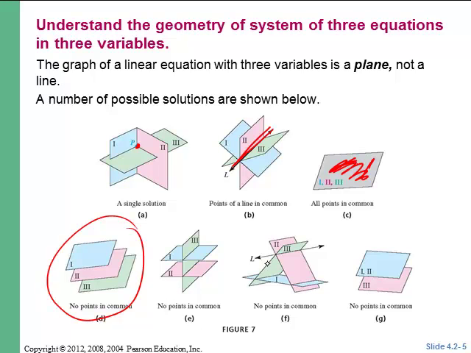Or you could have all 3 of them meeting and have none of them in common. And you could also have 2 different planes and have none of them in common. So there's a lot of different ways that you can have 3 different equations lining up. But remember that with 2 there were lines that crossed, with 3 there's planes that crossed. I wonder what there would be if you had 4 variables.